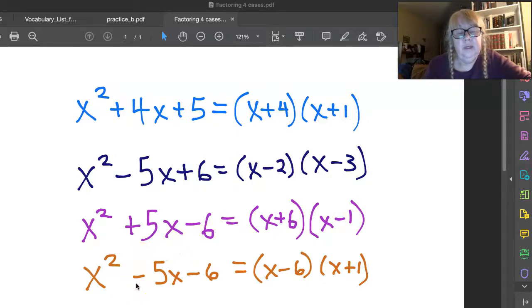The fourth case, we have a negative on the linear term and a negative on the constant. Then we're going to have a negative and a positive again, but this time, notice they're the same as up here, but we've switched the signs, because this time we need to have minus 6x plus x to give us the negative 5x. And we still have to have a negative and positive to multiply to get the negative 6.